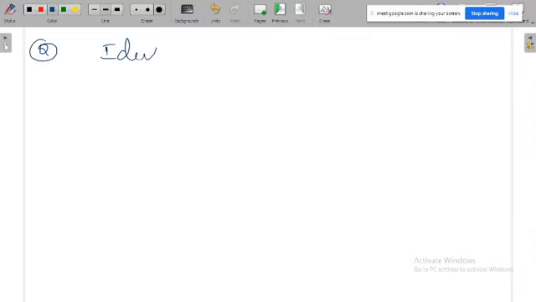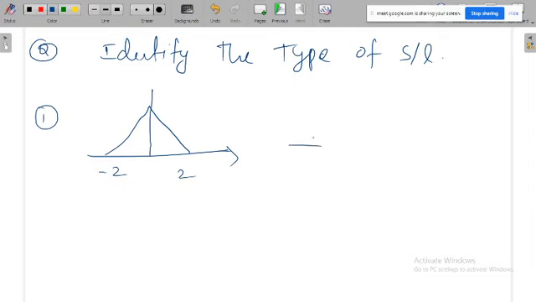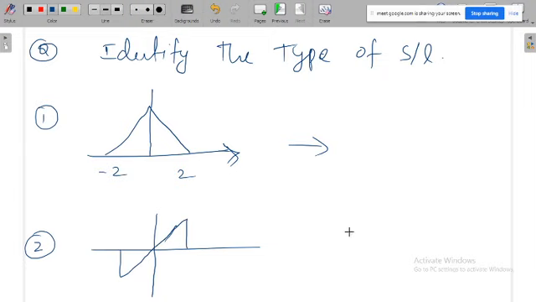Okay, identify the type of signal. Identify the type of signal. Okay, you have to tell very fast so that we can complete. Somebody please tell me what is the nature of the signal. What is the nature of the signal? Even, sir. Even. What about the next one? Odd, sir. Odd. Okay, so the first one is even, this one is odd.